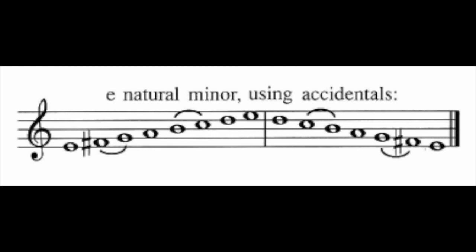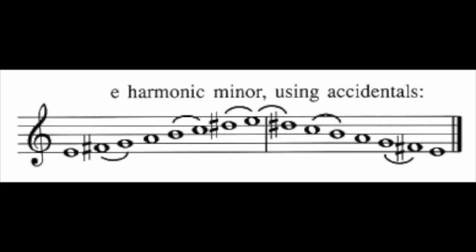Then, we still want to write the natural minor scale first. Then we come in and we add in that seventh. So in this case, we go from just having the F sharp to having an F sharp and a D sharp. Also notice that they have included slurs where all the semitones exist in the scale.